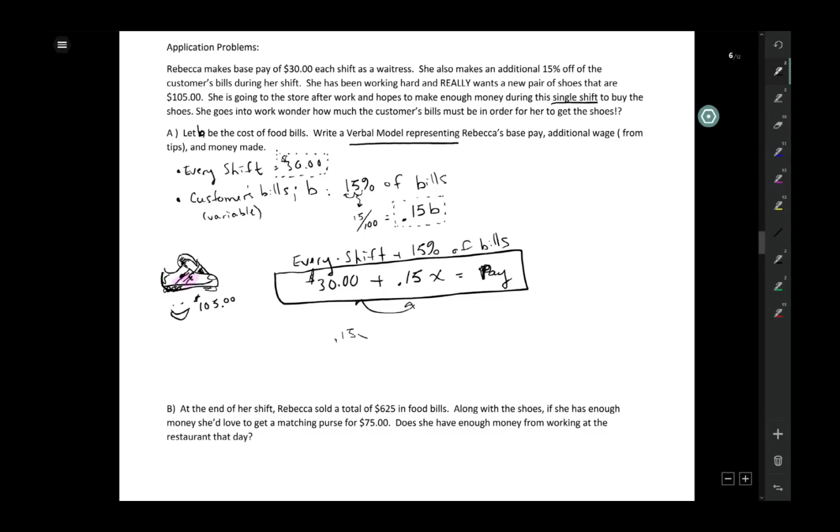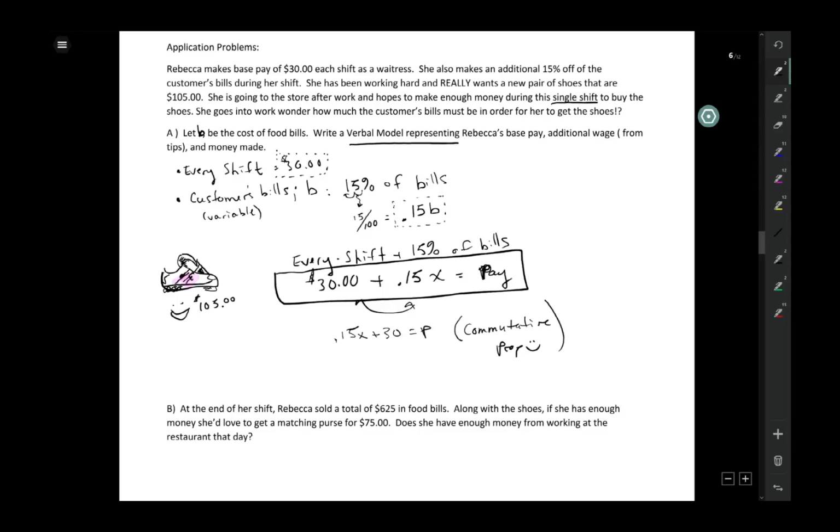If you have these in opposite directions, that's fine as well. 0.15x plus 30 equals P. Okay, what property is that? Well, they're commuting each side. That's our commutative property. Don't be forgetting those. And that is what she can use to determine how much money she has.